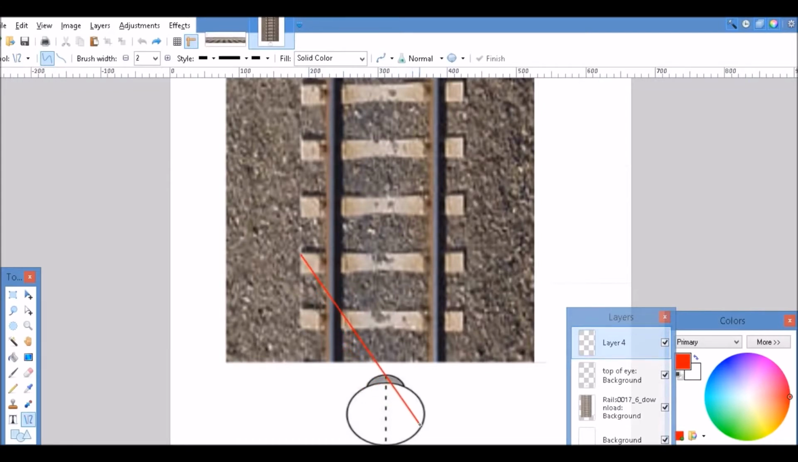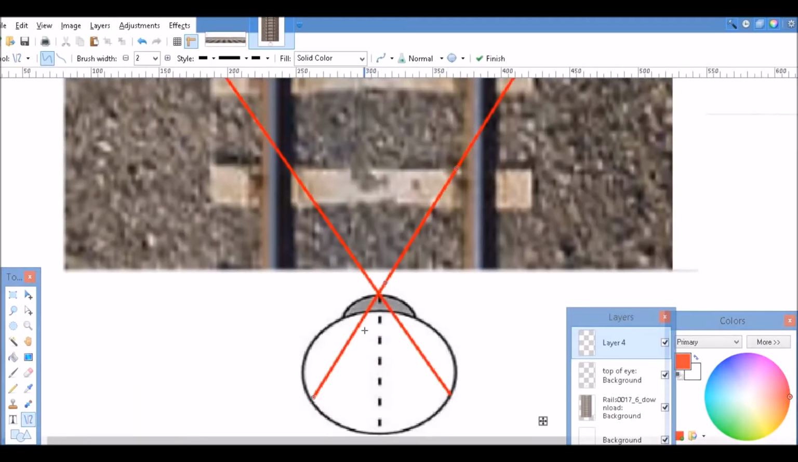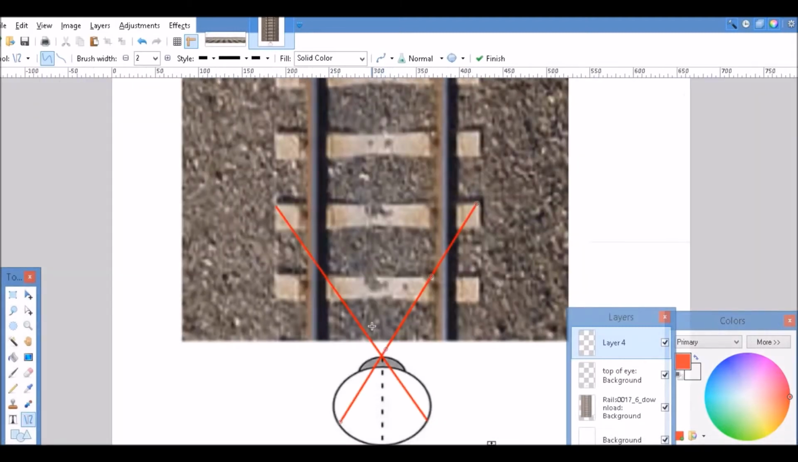To illustrate how the angles are formed in the eye, let's draw lines from the trusses into the eye and examine the size of the angles. The close truss forms quite a large angle, which means that it will form a large image on the retina. Now, notice how the truss a little further away forms a smaller angle.